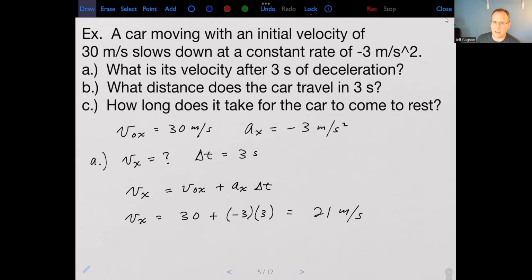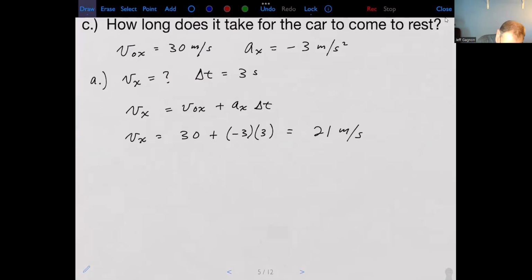Okay, what distance does the car travel in 3 seconds? So now we're looking for delta x, right? The displacement. Well, again, we could just use this equation that we derived, the second one that we derived, v naught x delta t plus 1/2 ax delta t squared, because we know the time, we know the initial velocity, we know the acceleration. So it's a matter of just plugging in here.